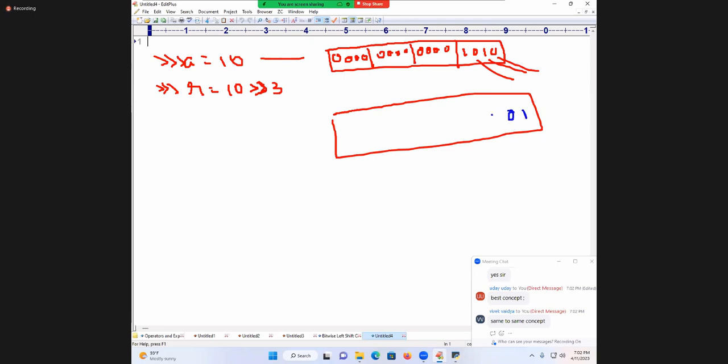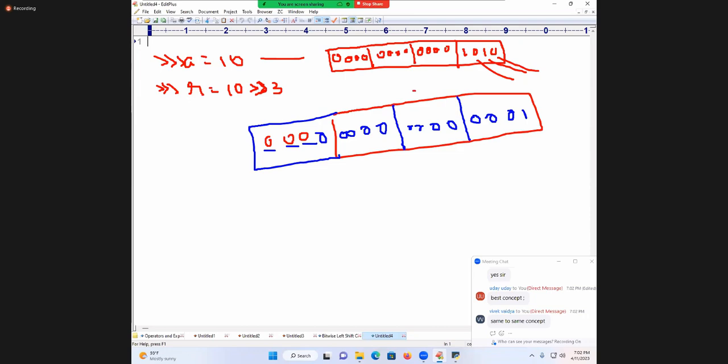1, 0, 0, 0, 0, 0, 0, 0. And next is 0, 0, 0, 0. And I will take it here 0. And here, blanks. In those blank places, what will I insert? 0. Moving the number of bits towards which side? Right side. By adding the number of bits towards the left side or not? And what is the result now?